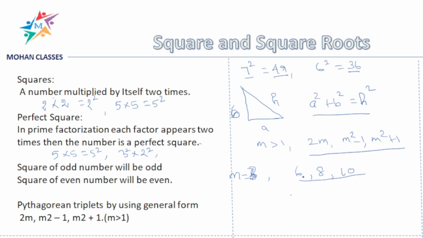If you check, 6 square plus 8 square is equal to 10 square. 6 square, what will you get? 36 plus 64 is equal to 100. Therefore, these 6, 8, 10 are the Pythagorean triplet. Let us move to the next.